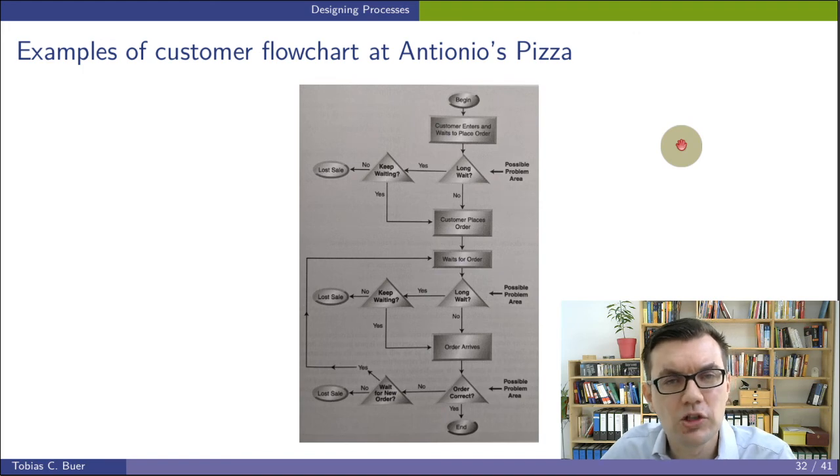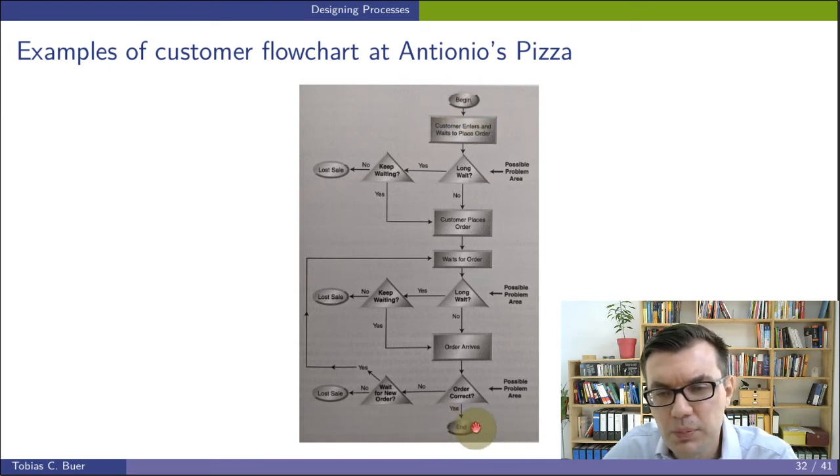Here we have another flow chart from Antonio's Pizza that deals with the customers that are in Antonio's Pizza's restaurant. We have here a new symbol, an ellipse. This is just a label that shows us that the process starts here, and we have another ellipse with end that shows us that the process is ending here. See, here you also have an ellipse, lost sale, and lost sales. These also are notations that the process is ending at this step.